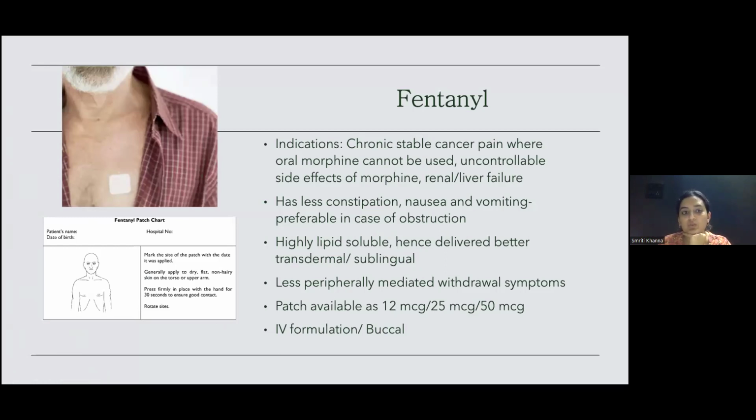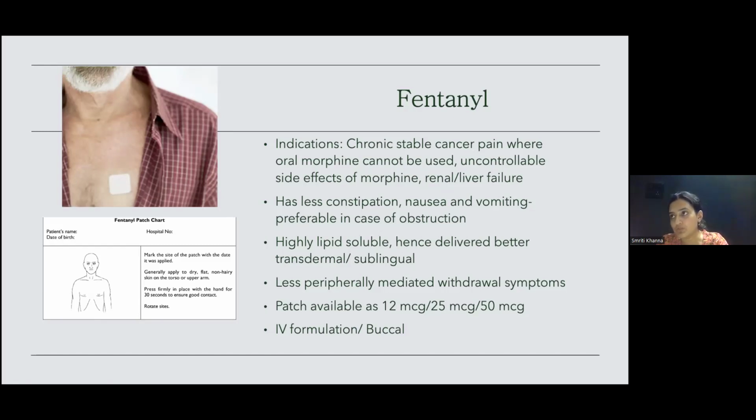Okay. So from morphine, we now move to fentanyl. The indication for using fentanyl is chronic stable cancer pain where oral morphine cannot be used. So again, even with fentanyl, you require that the pain be stable. So chronic stable pain where oral morphine cannot be used, uncontrollable side effects of morphine, and renal or liver failure, because fentanyl is safer to use than morphine, especially for renal failure. Fentanyl has lesser constipation, nausea, and vomiting, so it's preferable in cases of obstruction.